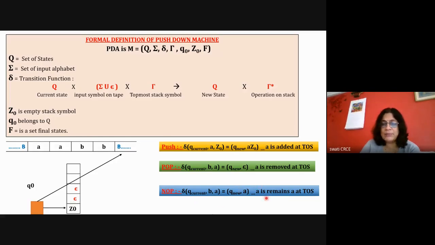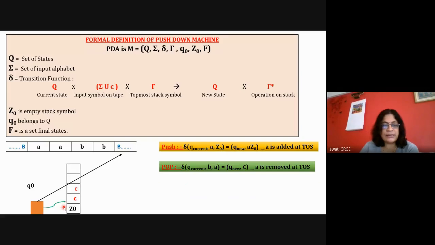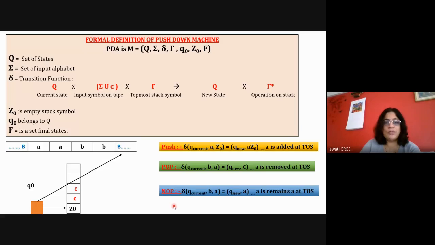In the no operation, this pointer will remain at the same location because nothing is done on the stack, so it will not be changed. Otherwise it keeps changing, no? Like here a pop operation was made, A is replaced with epsilon, and then the pointer changes, but in no operation it will remain at the same place. Okay, so this way no operation is done.